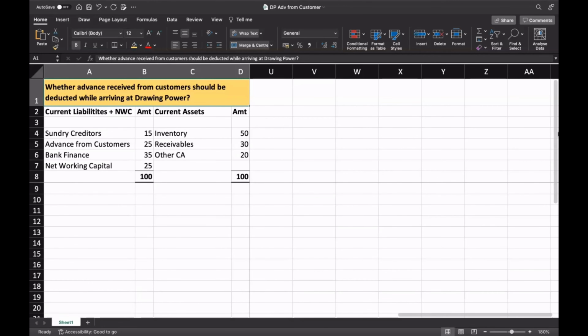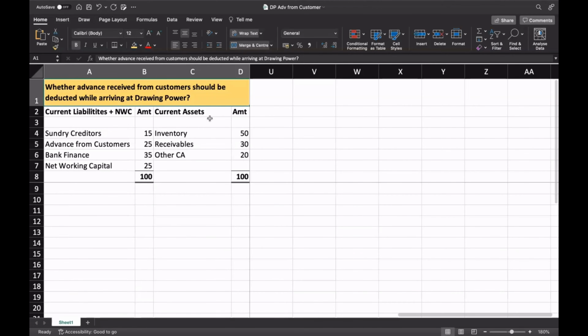I got this query from one of our students, whether advance received from customers should be deducted while arriving at drawing power. Generally, while computing the drawing power, what we'll do is we'll take inventory and receivables. From that, we'll subtract trade creditors. So he's asking whether advance from customers also should be considered.